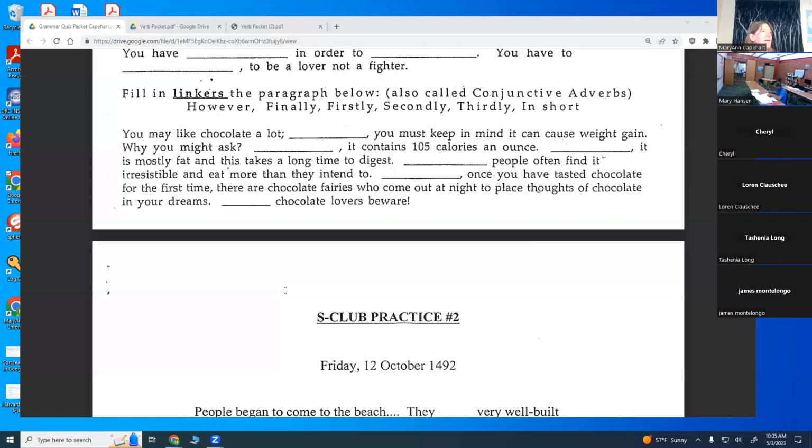Is this true? I don't know. I hope so. I wrote this. I might have made it up, but I don't think so. I should have looked it up, right? Firstly, it contains 105 calories an ounce. Next. Secondly, it is mostly fat, and this takes a long time to digest, although it makes you feel very calm. I love that. What next? Thirdly, people also find it irresistible and eat more than they intend to.